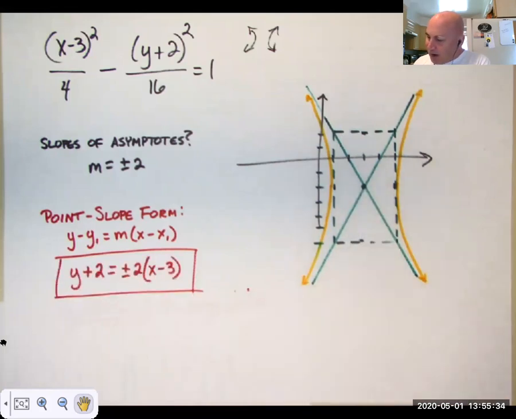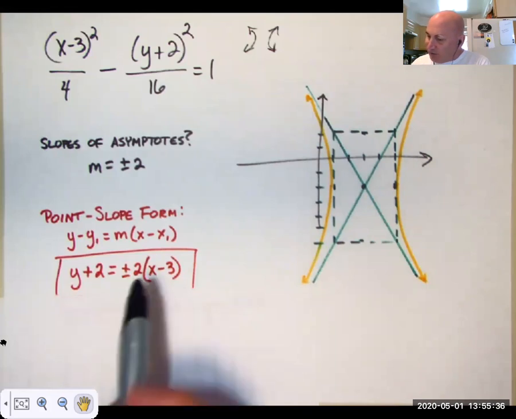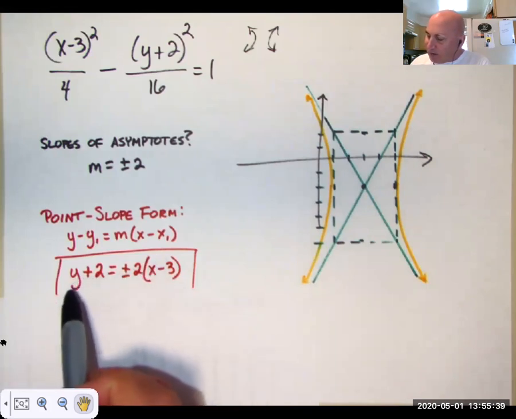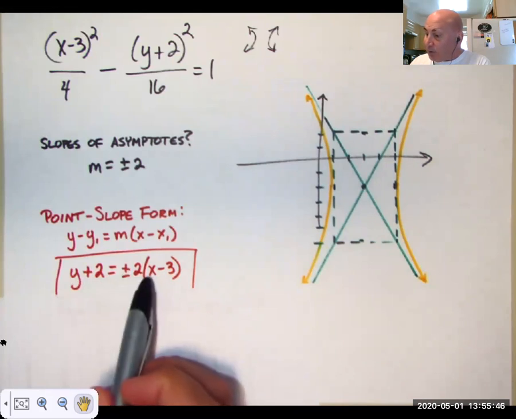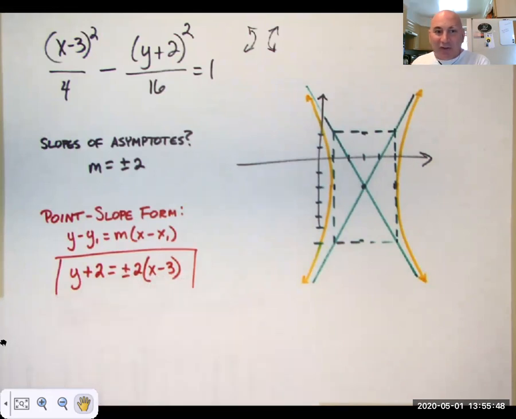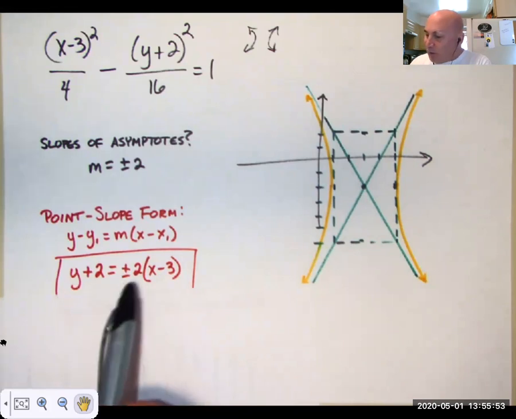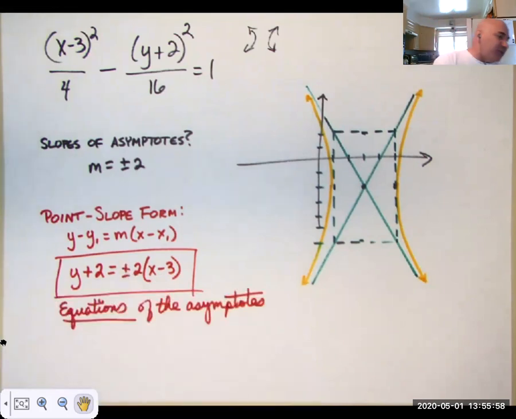So we can write the equation of the asymptotes in point slope form. Y minus -2 equals a +2 or a -2 times x minus 3. So by writing the equation of the asymptotes in point slope form, we can do both lines at once just by making that slope plus or minus 2. So we don't have to write two equations, and we don't even have to put it in slope intercept form, which should make everyone happy.